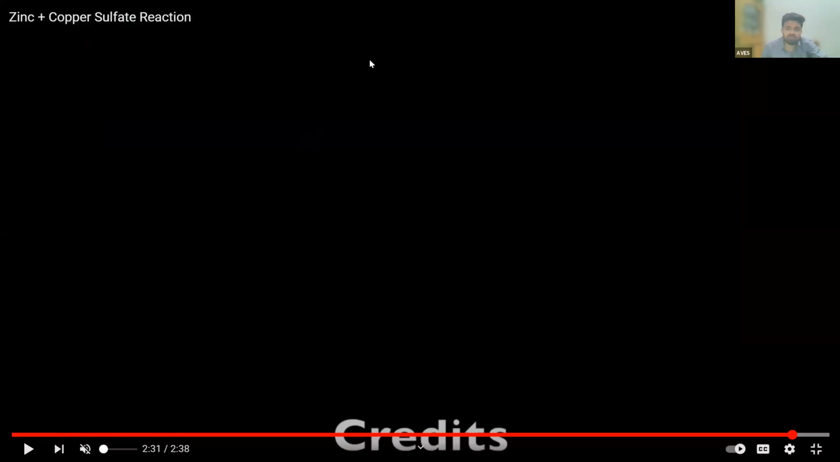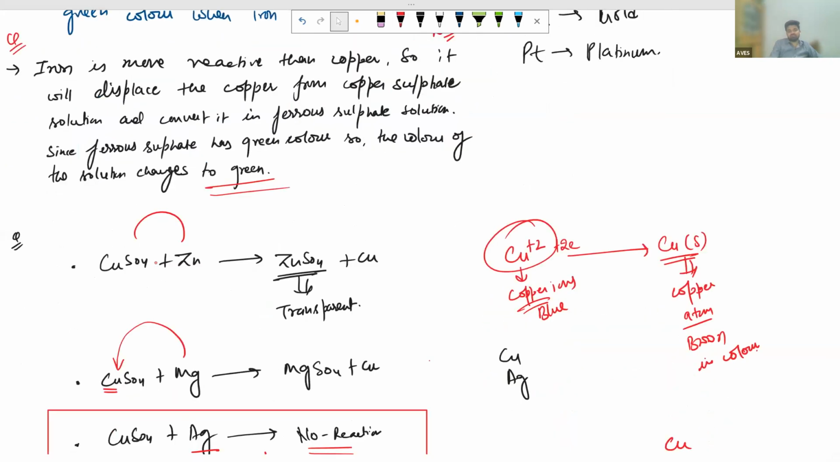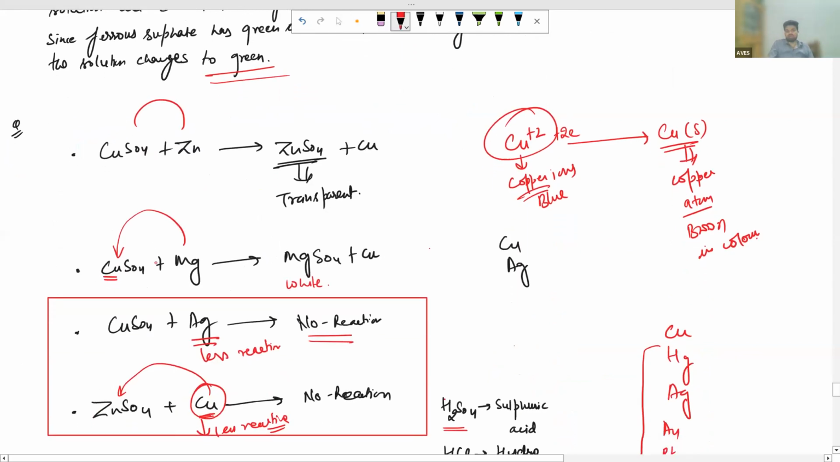So here is the reaction between the zinc and the copper sulfate. When zinc reacts with copper sulfate, note it down, it becomes transparent in color. Similarly, when magnesium reacts with copper sulfate, it will become white in color. But elements that come below copper, like mercury, silver, gold, platinum, if silver is reacting with copper sulfate, there will be no reaction.